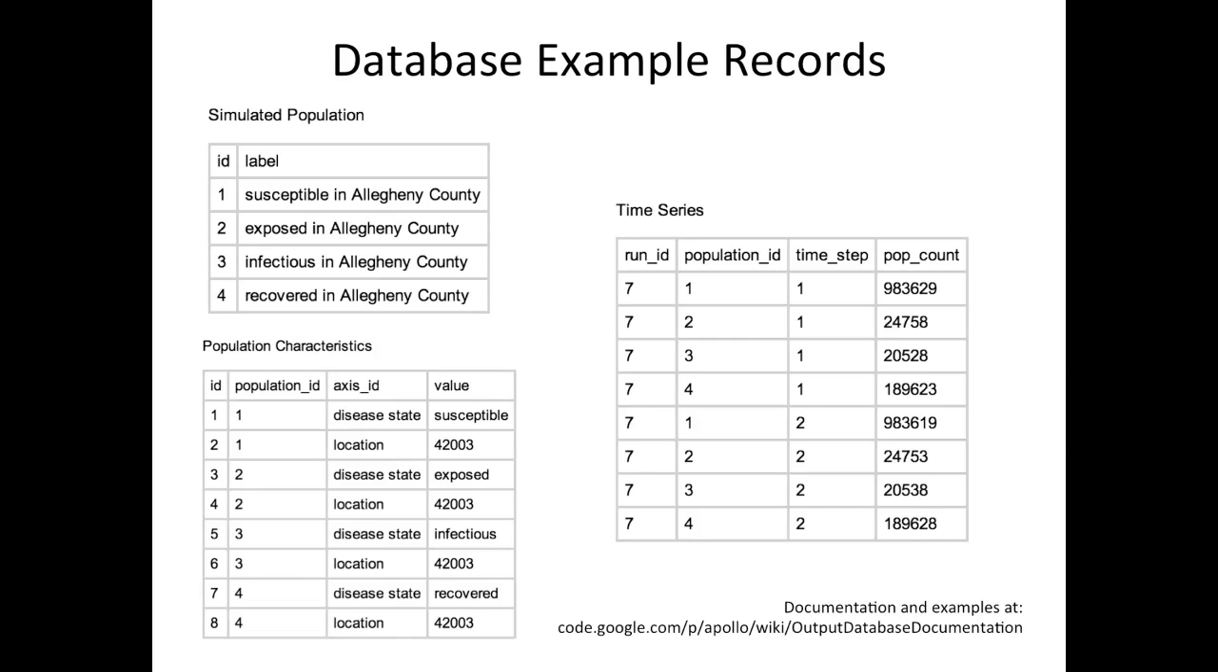The terminology for the axes and values is defined by the Apollo ontology, which we describe in a companion video. The ontology ensures that values for a specific axis are disjoint.